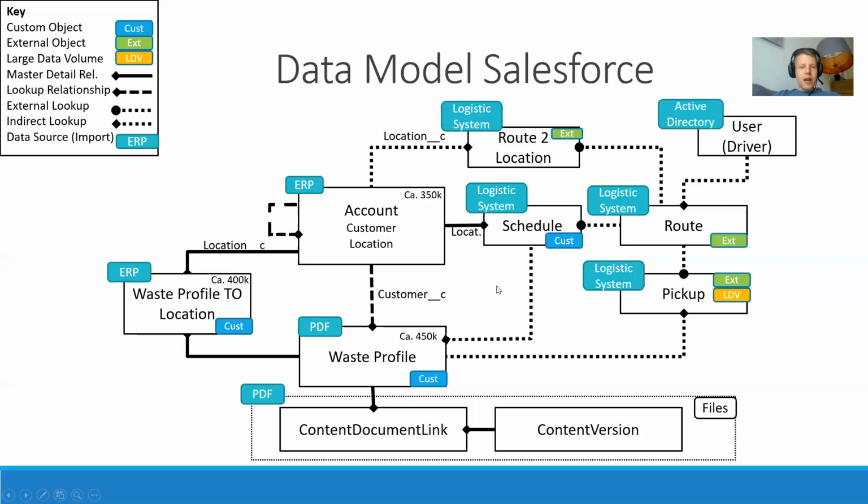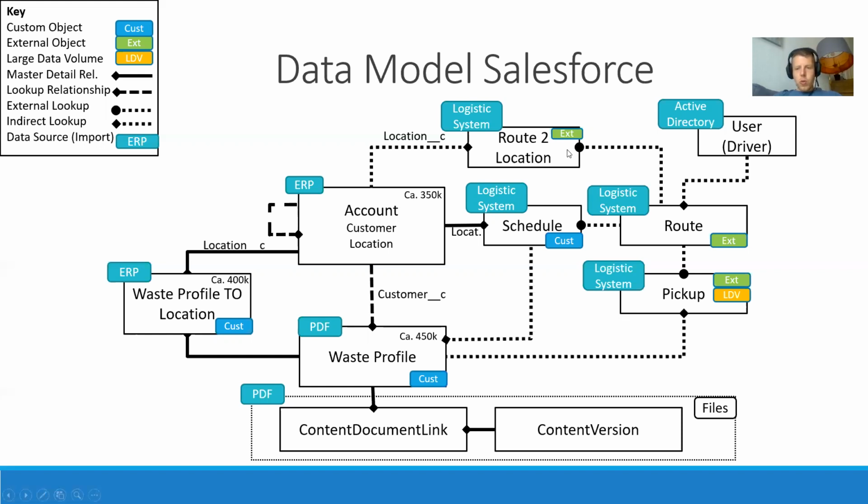I will start with the account object, the cornerstone. We have two different types of accounts. We have customer and location for this requirement. The data is imported from the ERP system, and one customer has many locations. So we have a lookup on the account to itself. We see it here on the left. So lookup relationship.